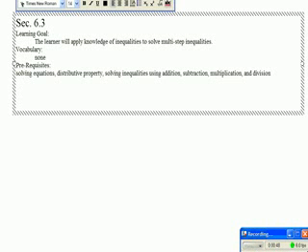Prerequisites is basic solving equations. You should know how to do that. The distributive property, because we will be using that again. Solving inequalities using addition, subtraction, multiplication, and division, which should have been sections 6.1 and 6.2. All right, and those are basically all of your notes. Pretty short this time. We'll move right into the example problems.